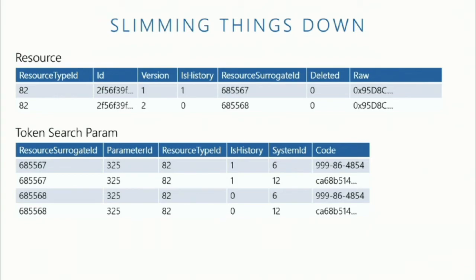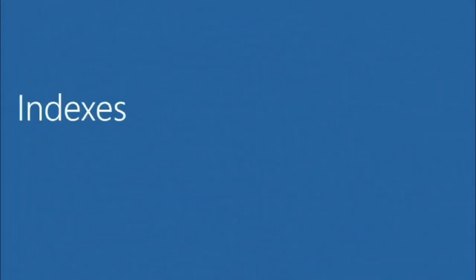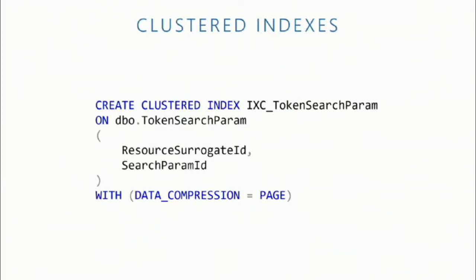So that's how the tables look, and we have that for all the different table types. Then it gets to indexes. The ingredients for success with SQL are that you have to have good tables, good indexes, and you have to write good SQL.